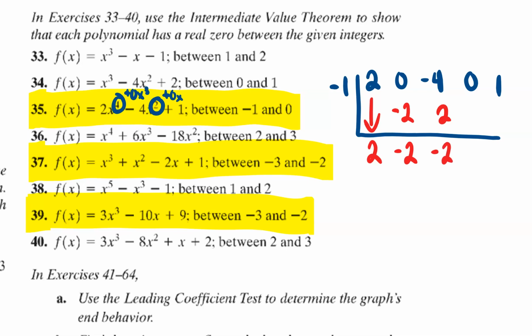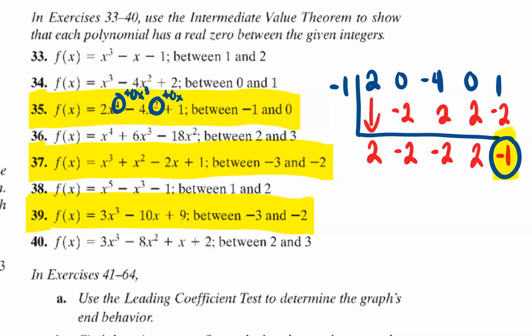Then multiply again. -1 times -2 is +2. Add straight down, we get 2. -1 times 2 is -2. Add straight down, I get -1. Now this is the only number that I care about when we're just doing substitution. So really, this is all I care about. That's my answer when I sub in -1.